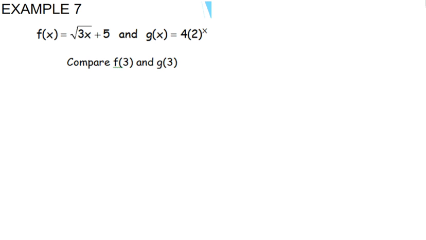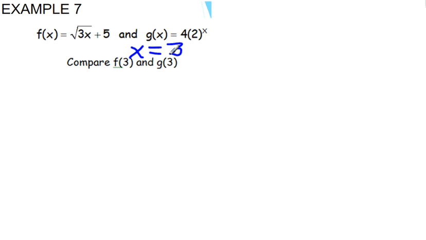In this example, we are asked to compare f of x, which is a square root function, to g of x, which is an exponential function, all at the value of 3. It says f of 3 and g of 3. So the first thing that I'm going to do is evaluate both of these functions for that value of 3. That means that x is going to equal 3 for both of these.